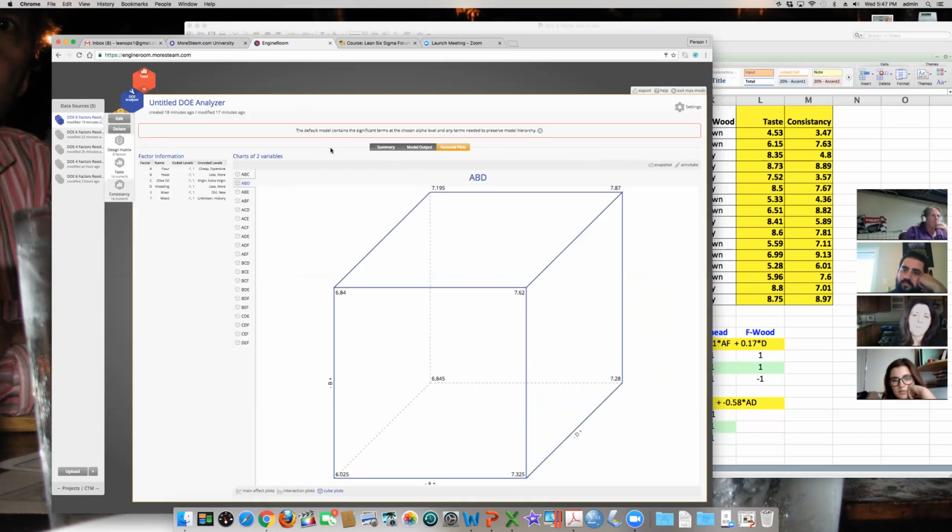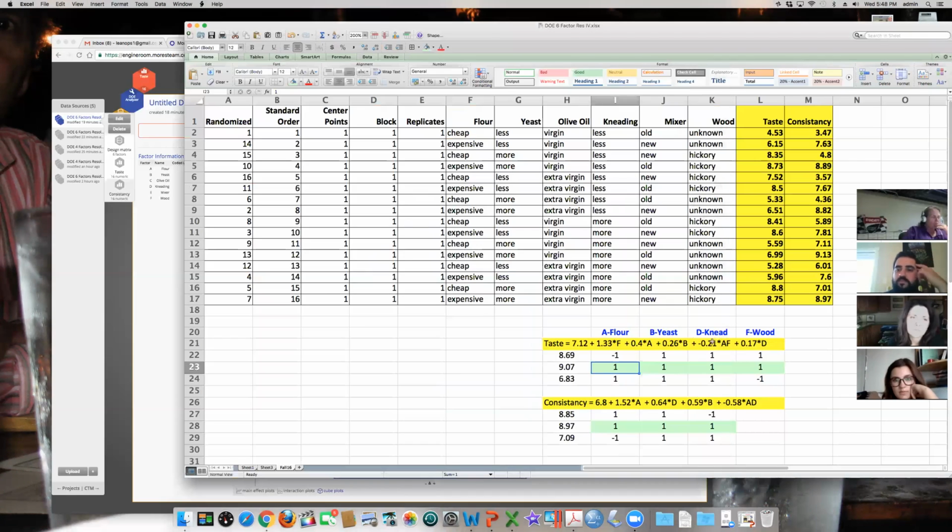Okay, so that sort of walks through the design of experiments output. For me, what it came down to was getting my formula here for taste, and then playing around with setting the values. If I set the value for A at -1, the value for yeast at 1, the value for kneading at 1, and for wood at 1, I get this sort of value. Setting them all at 1, I get this.